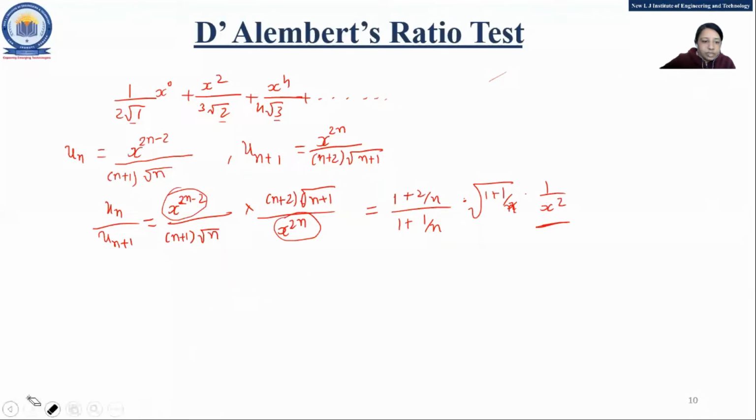Now just take the limit on both sides, right? So what should be the answer? Limit n tends to infinity un upon un plus 1. Obviously this is supposed to cancel out, right? That means the answer is 1 upon 2 upon infinity, which is 0, in that way. So we will be having 1 upon x square. In the last example, we had 1 upon x. Here we are having 1 upon x square. Fine, 1 upon x square.